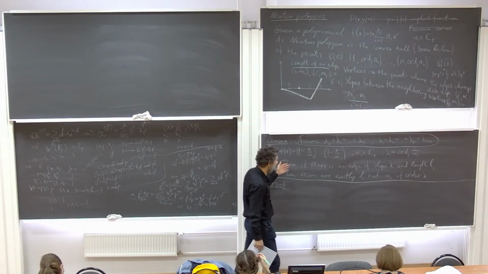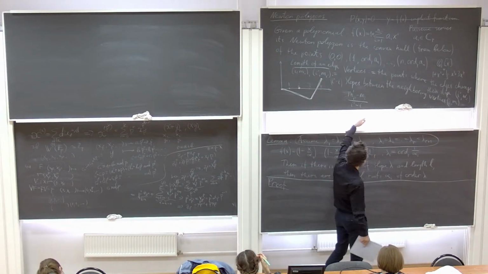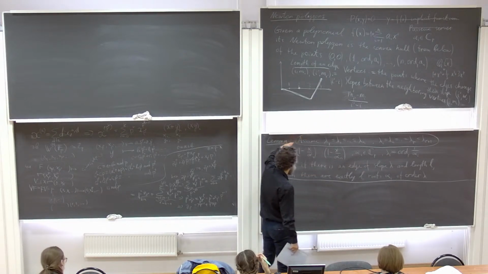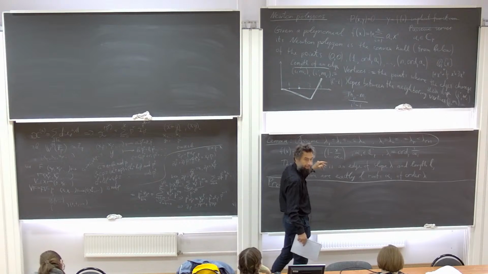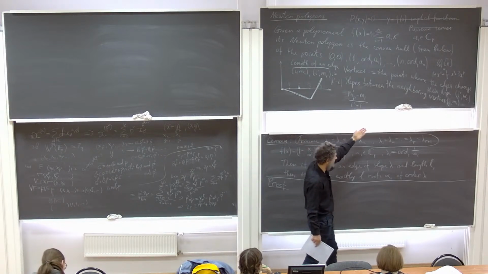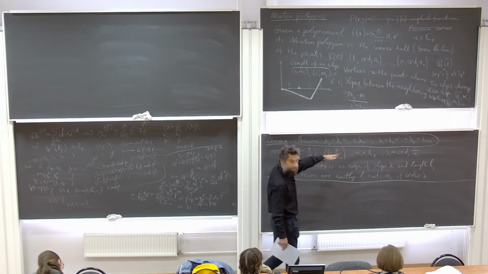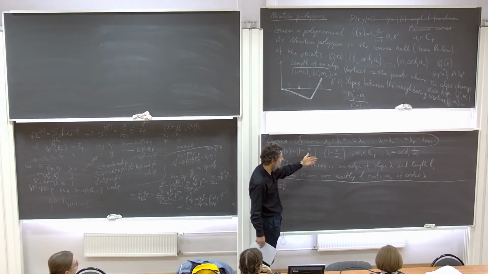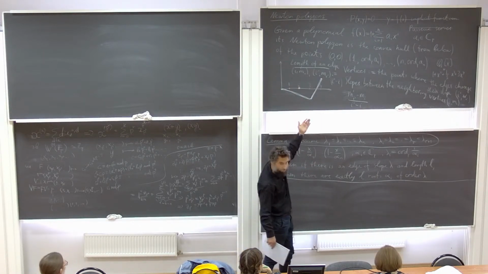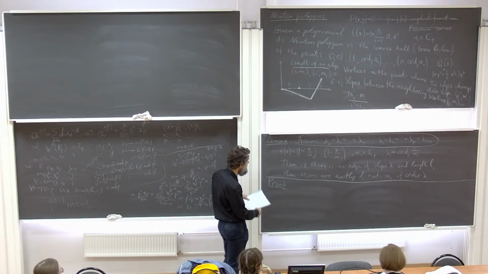So in other words, from the slopes of the Newton polygon, we can find out the orders of the roots. It's an algebraically closed Tate field, so there are many roots, as many as the degree, and their orders can be found from the slopes of the Newton polygon.